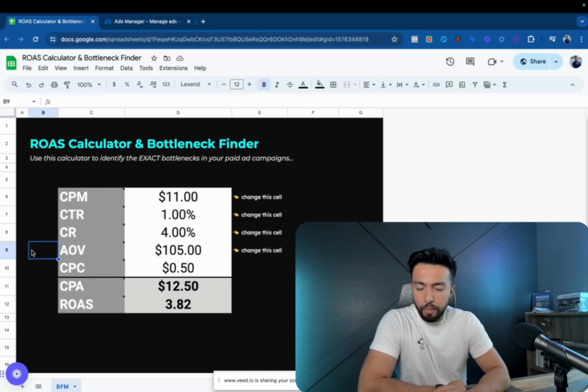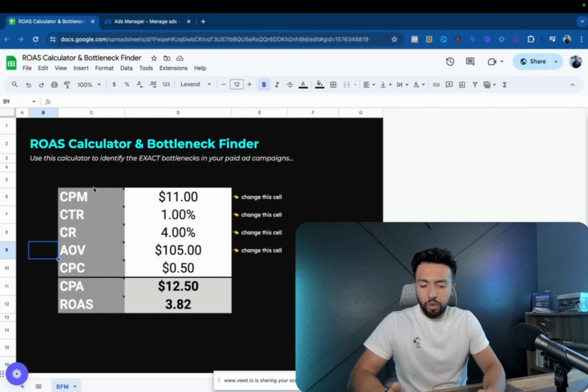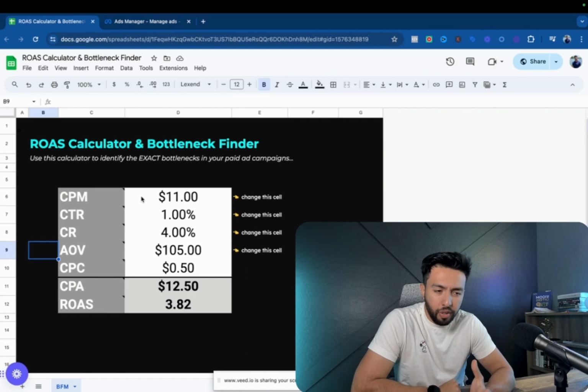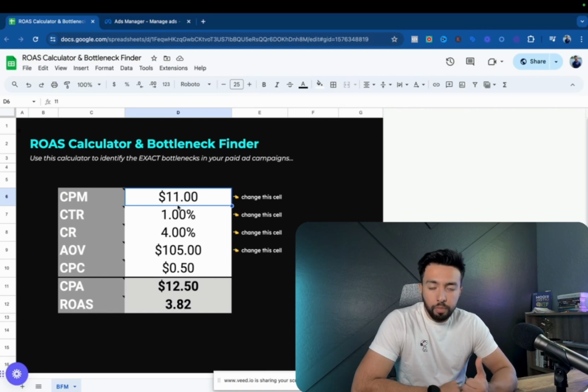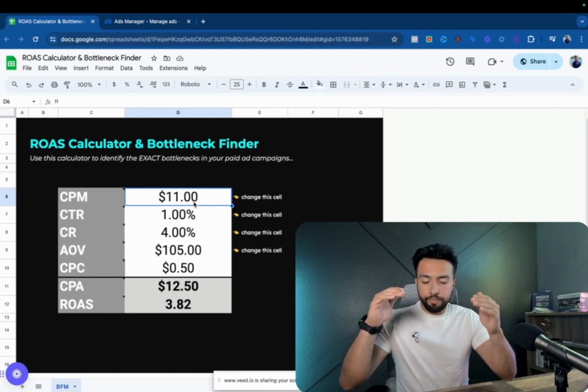So that being said, let's get into this calculator that I created here to make sure you're profitable. So this ROAS calculator, really it's a bottleneck finder. It will help you see what we need to change. And for the most part, it's either the creative or the product page / landing page. So there's CPM, click-through rate, conversion rate, and average order value. I'll just work from the top to the bottom.